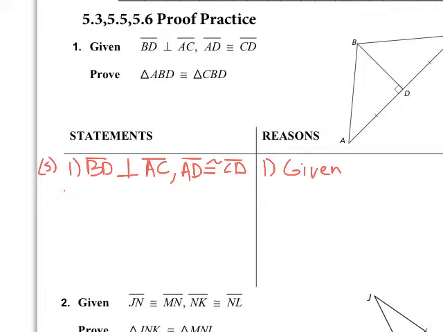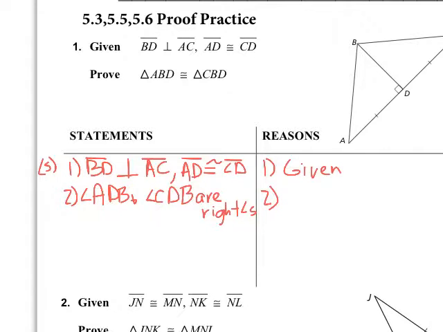So that's what we're going to say second: angle ADB and angle CDB are right angles. Okay, and how did we know the right angles? Yeah, they're perpendicular. That's how we knew they were right angles, right? So we're going to call this the definition of perpendicular.